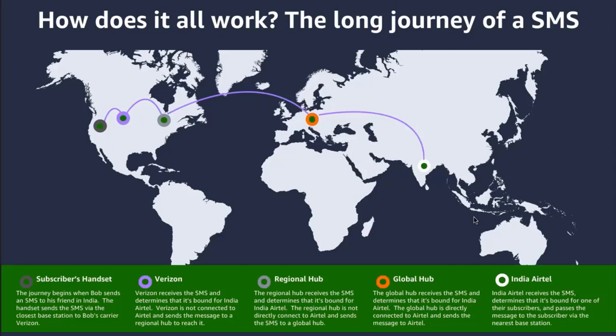That's the top right circle in the North America map, and that's the regional hub. The regional hub does something very similar to Verizon, receives the message, says, yep, India Airtel. Okay, how do I get it to India Airtel? Well, I don't have a direct connection, so let me send it to a global hub. The global hub receives it, and for the third time validates it's going to India Airtel. It does have a direct connection with India Airtel, and then sends that SMS, and India Airtel handles the last mile delivery.